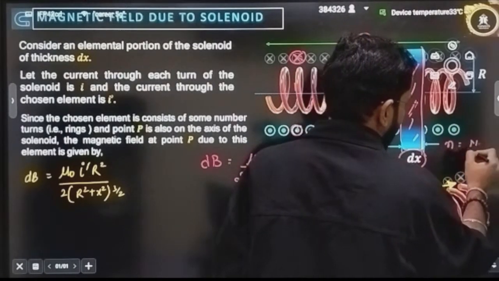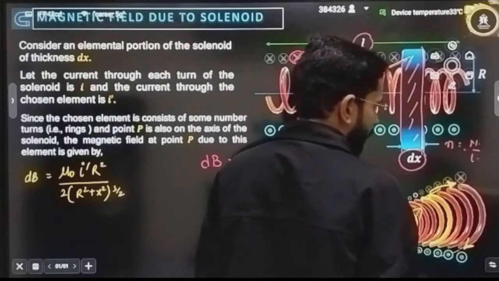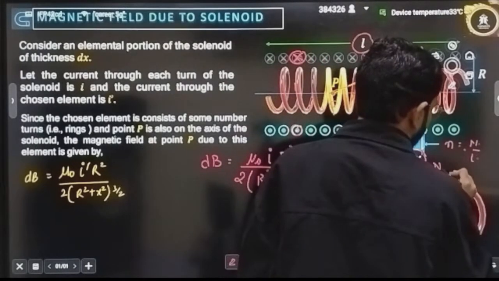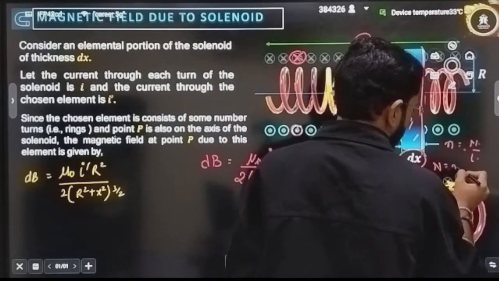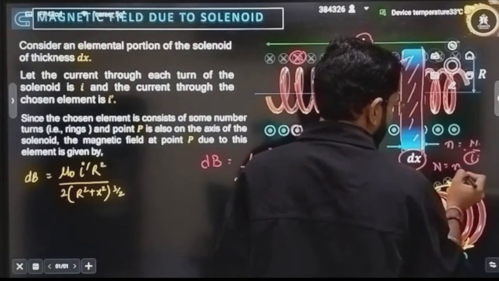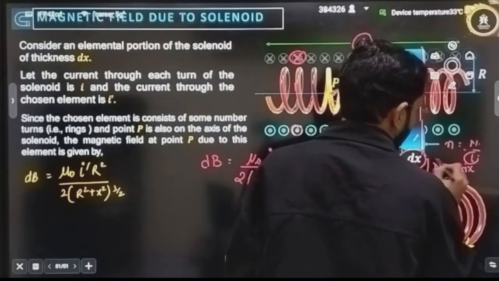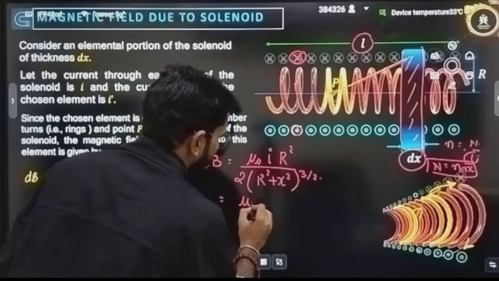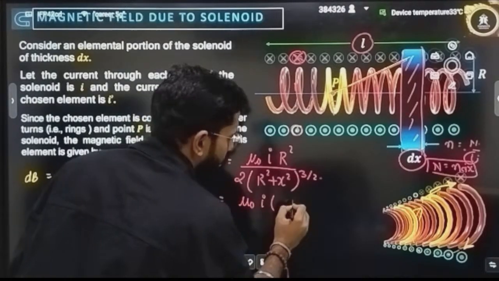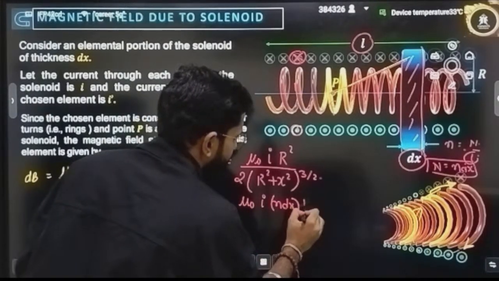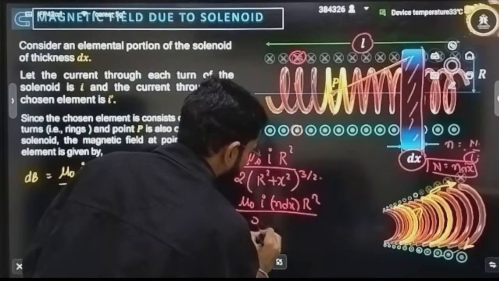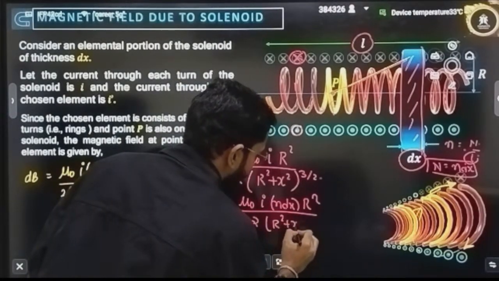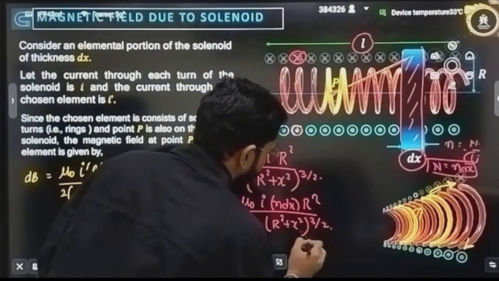n is defined as the number of turns per unit length. Correct? So the number of turns will be equal to n into the length, and what is the length we have taken here, students? n into dx. So I will multiply this term like this. I will write mu naught I multiplied with n dx r square divided by 2 (r square plus x square) power of 3 by 2.